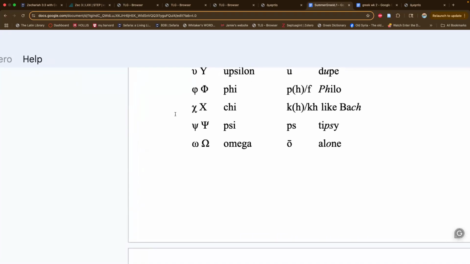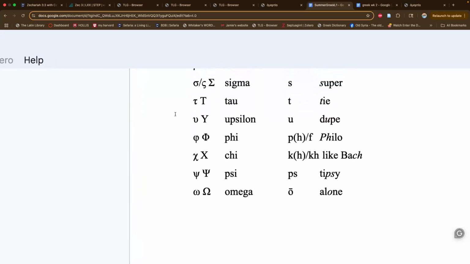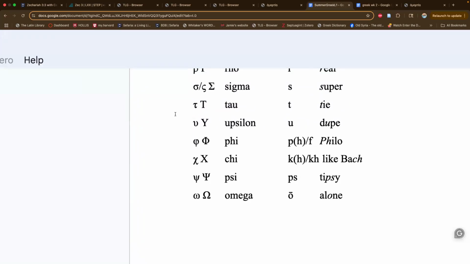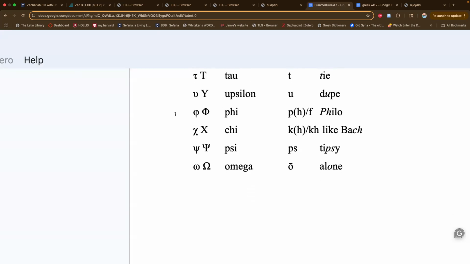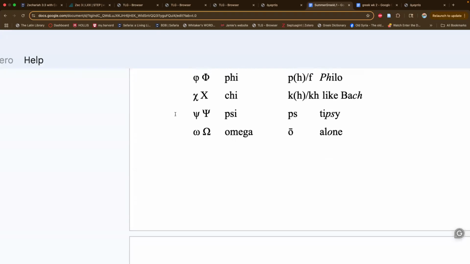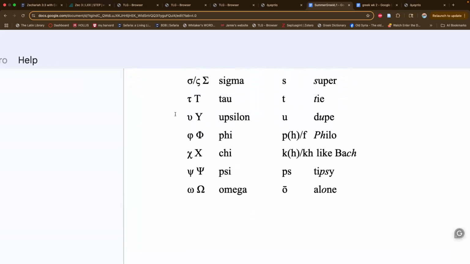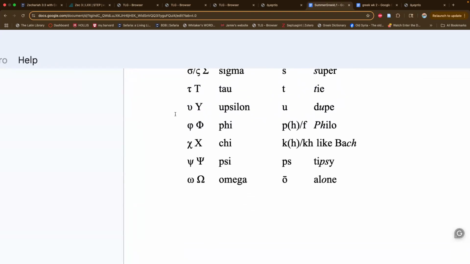This one's a little unfamiliar to English, but chi is ch. And if this one is troubling to you, you can always just do k. Maybe try to make it a little bit more emphatic, but doing k aggressively works just as well. Psi is just a p and an s, so ps.